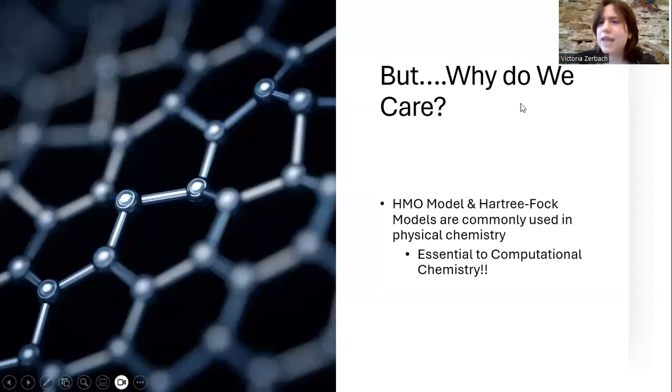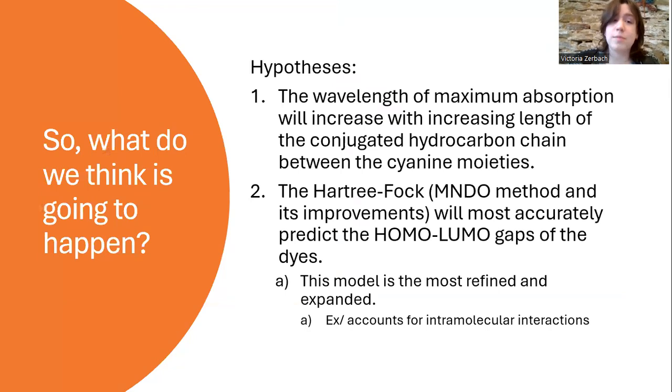And why do we even care if these models are accurate? Well, we care because they're commonly used in physical chemistry and they're essential to computational chemistry. So we actually do care if they're accurate, and in future applications if they do a good job. So what do we think is actually going to happen here?